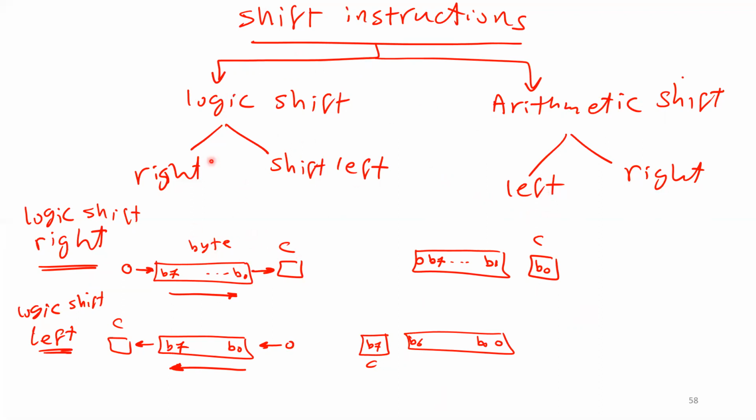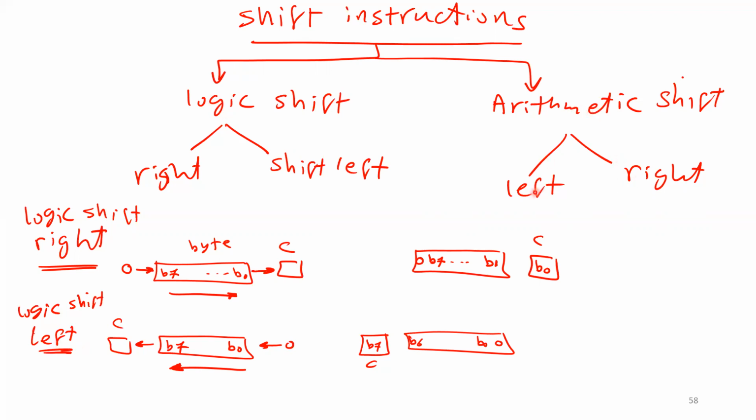So how does logic shift work? This, number 1, is logic shift right. Look here, guys. You insert a 0, and the last one goes to the carry. So after you shift, that's what you are going to get, okay? For shift left, you insert a 0 and bit number 7 goes to the carry, as you see here. This is for logic shift right and logic shift left, okay?